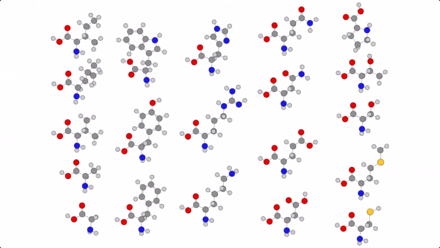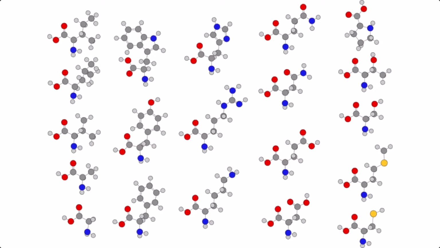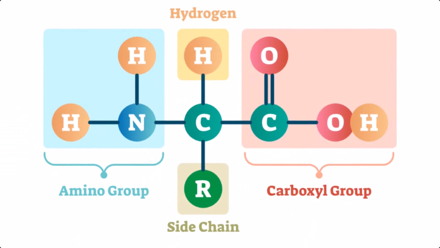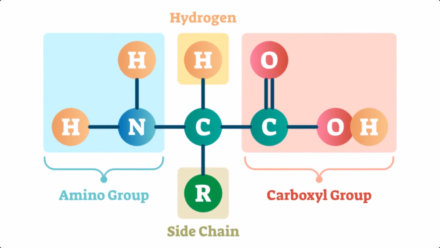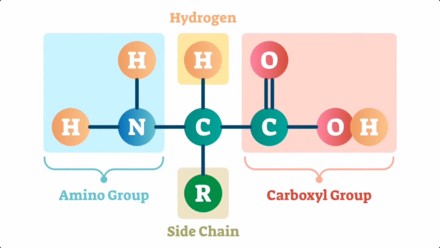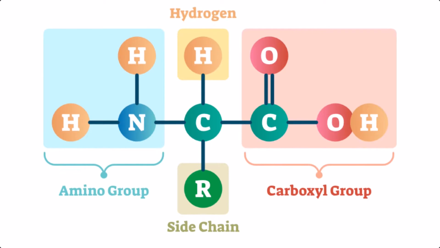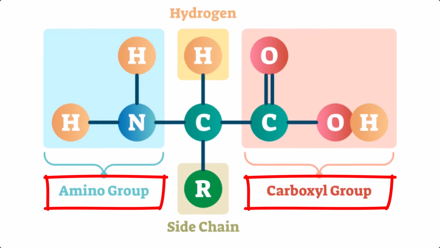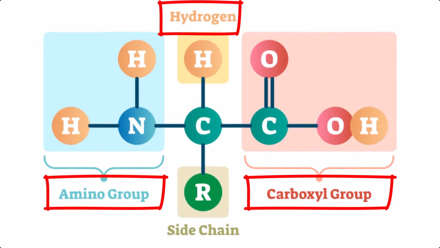All proteins are made by stringing together a common set of 20 kinds of amino acids. Every amino acid consists of a central carbon atom bonded to 4 covalent partners. 3 of those attachments are common to all 20 amino acids. These are a carboxyl group, an amino group, and a hydrogen atom.